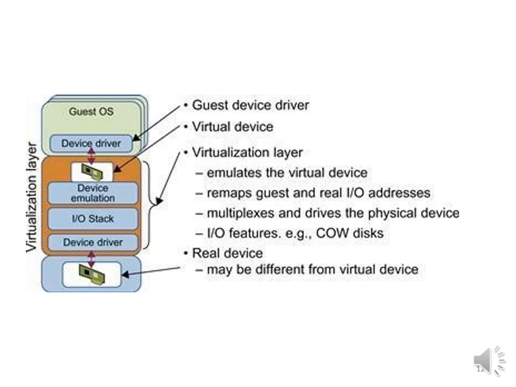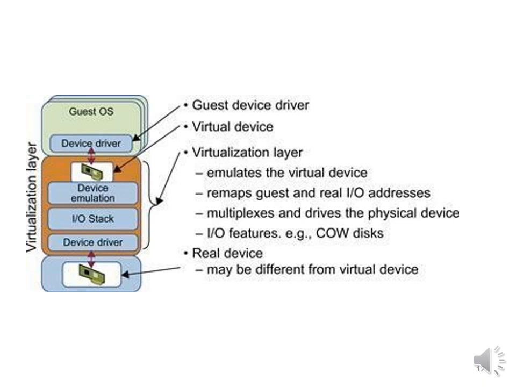It is schematically represented. So there is a real device. The device needs a device driver. Above that you will have the I/O stack. Then the device emulation is done, which communicates with the device driver of the guest OS. The device emulation has a virtualization layer, and the virtualization layer contains the device driver for that particular device. The real device may be different from a virtual device. The virtualization layer emulates a virtual device, remaps the guest and real I/O addresses, multiplexes and drives the physical device.